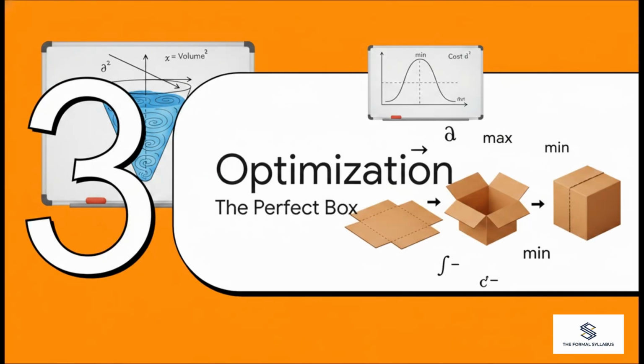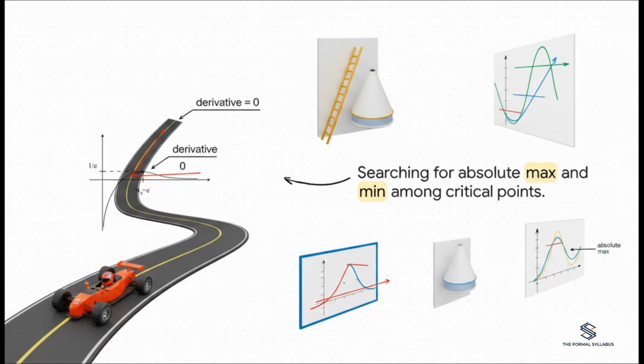Which brings us to our final section, optimization, the perfect box. Think about what happens when a curving line rises, hits a peak, and then drops back down into a valley. Those peaks and valleys, those are our critical turnaround points. At the exact top of that hill, or the very bottom of that valley, the slope of the line is perfectly flat. It's exactly 0. And because the derivative gives us the exact mathematical slope, finding the precise spot where the derivative equals 0 is literally how we hack reality to find absolute local maximums and minimums.